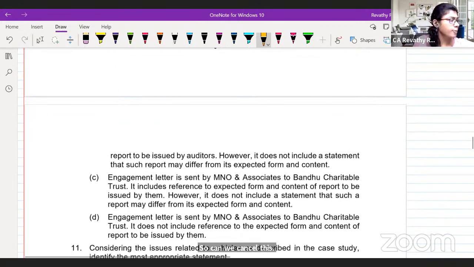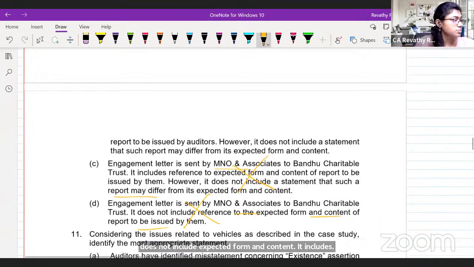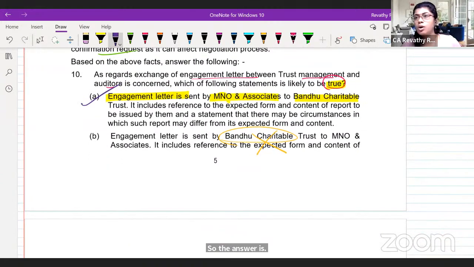Here they are saying client. Engagement letter is sent by MNO to Bandhu. It includes a reference to expected form and content. However, it does not include a statement that the report may differ. The engagement letter is given before acceptance of the audit. So you will state, these are the contents, and they may change. These are the contents, it may differ slightly. So this is wrong. It does not include expected form and content. It includes. So the answer is A.